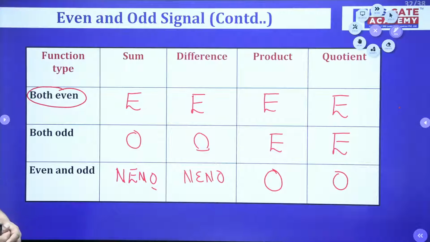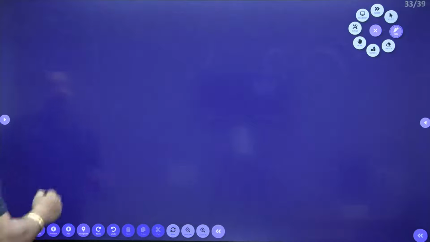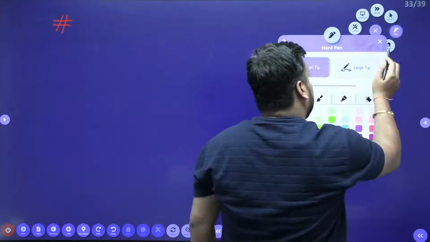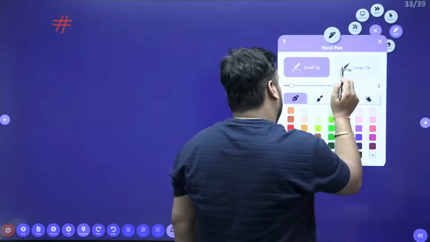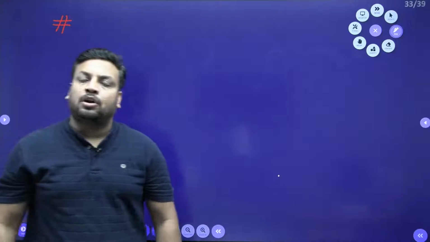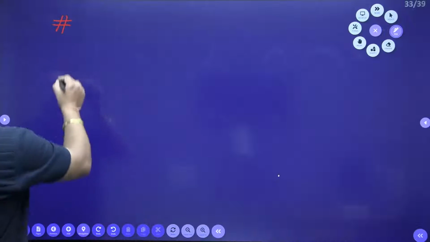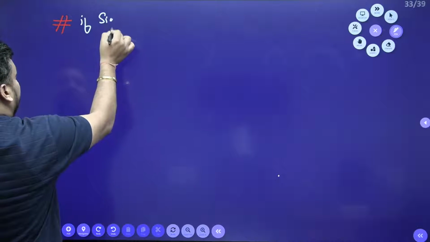Now students, I am going for the next. If the signal is a nano signal... Students, if the signal is an even signal, can you find out the odd component of it? If any signal is an even signal, then can you find out the odd component of that even signal? If anybody asks about the odd component of an even signal, it is 0 only. What is the odd component of an even signal? 0. What is the even component of an odd signal? Again 0, sir.